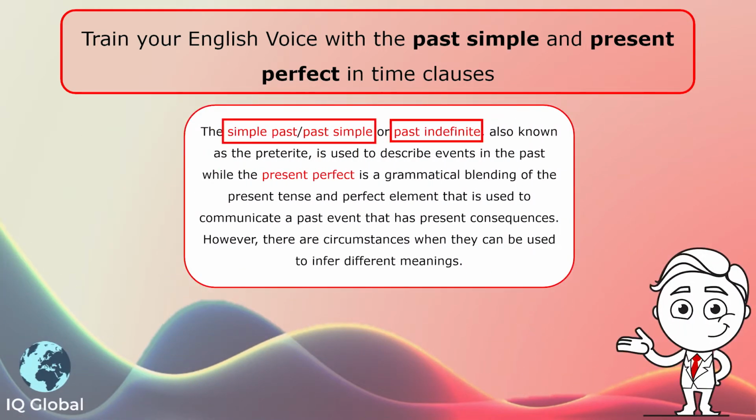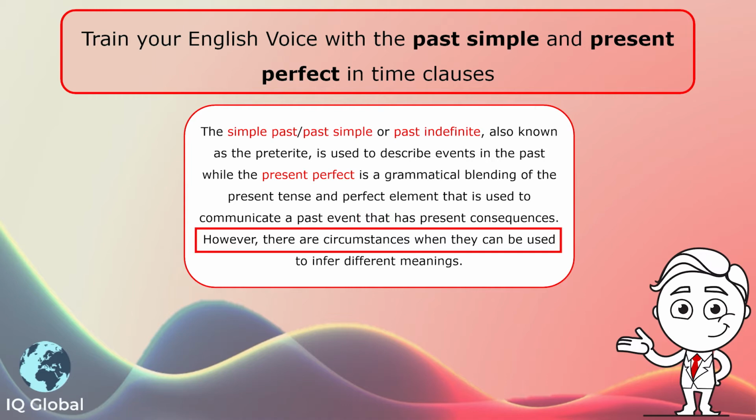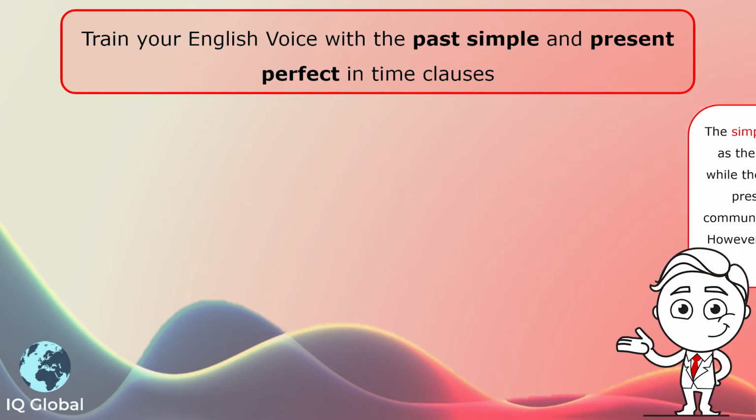The simple past, or the past simple, or the past indefinite, is used to describe events in the past that are completed, while the present perfect is a grammatical blending of the present tense and the perfect element. We use this to communicate a past event that has present consequences. However, there are circumstances when they can be used to infer different meanings.